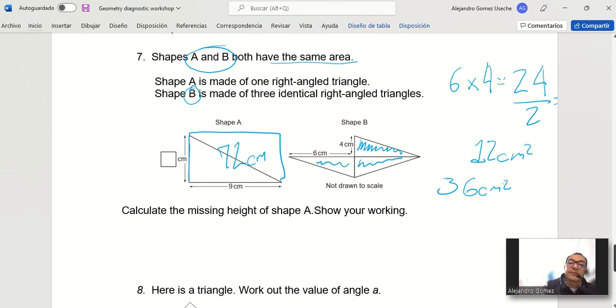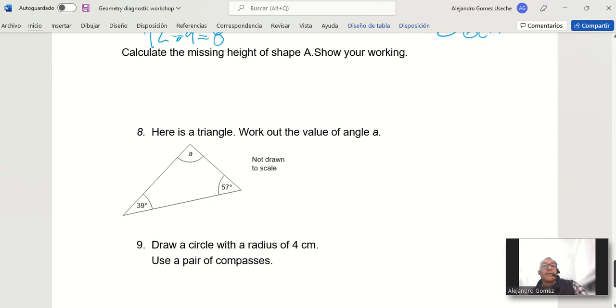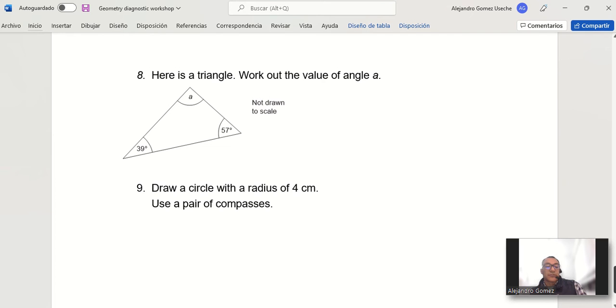72 square centimeters. So I can take the 36, I can take the 72, and once I take the 72, I say, hey, I don't even need to divide, I just have to say what number, 72 divided by 9 is what number? So it is 8. And the answer is 8 centimeters, right? Just to review.